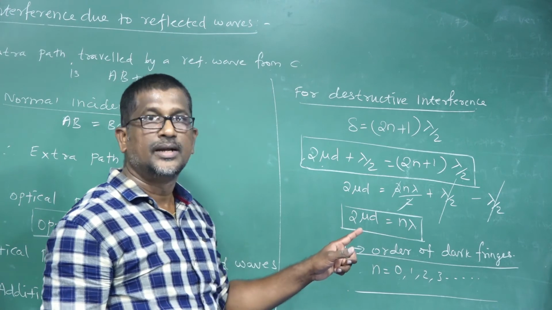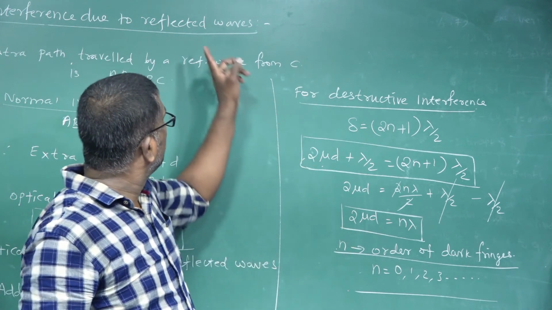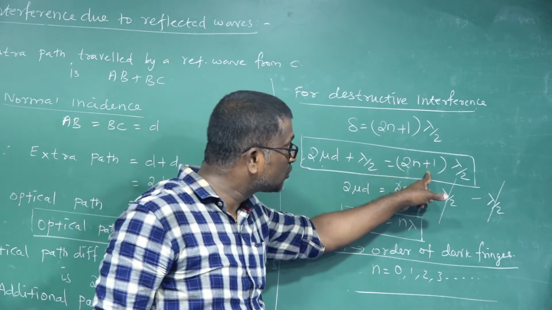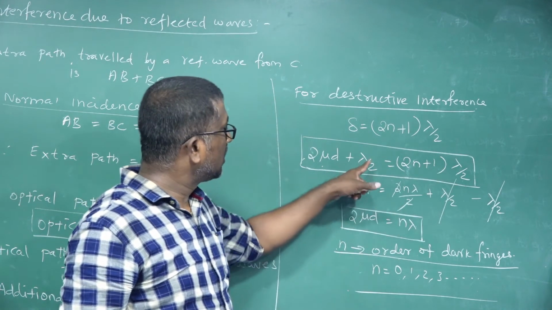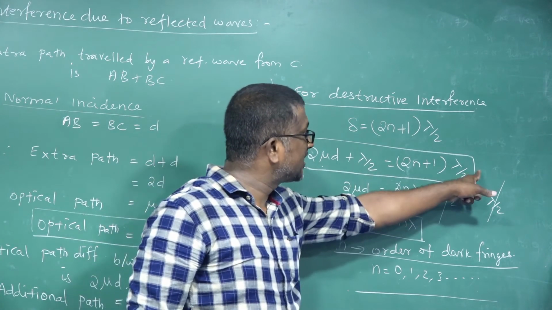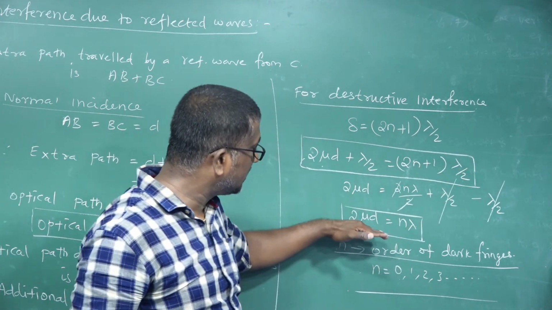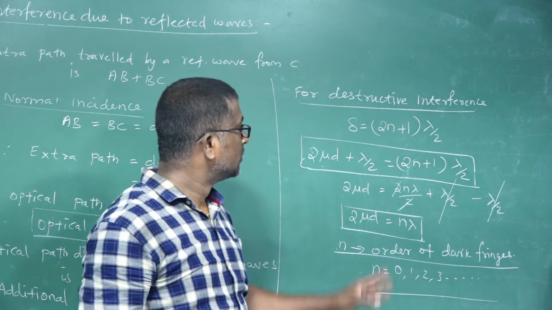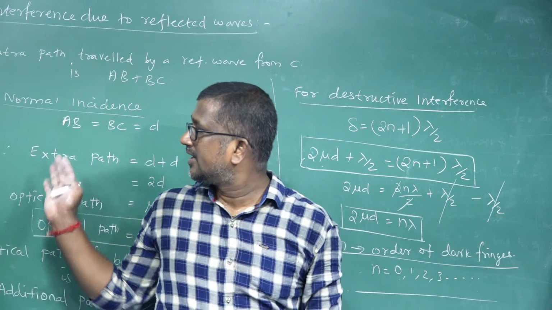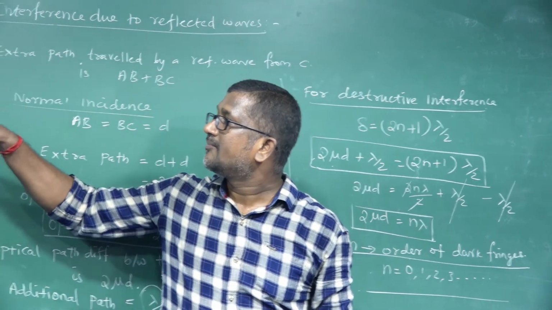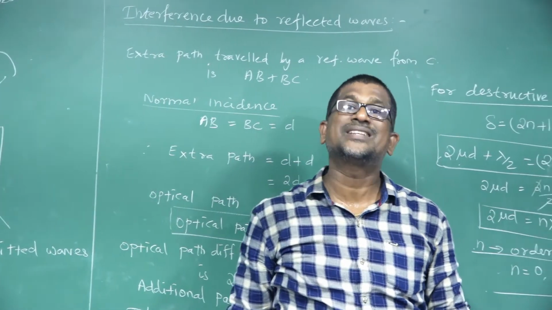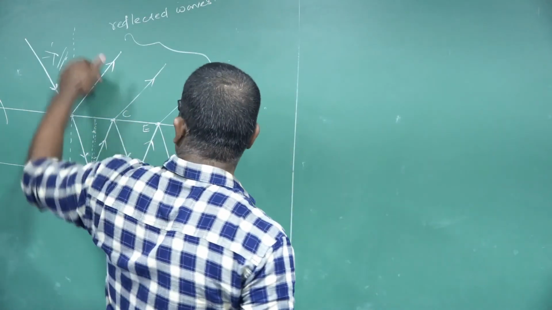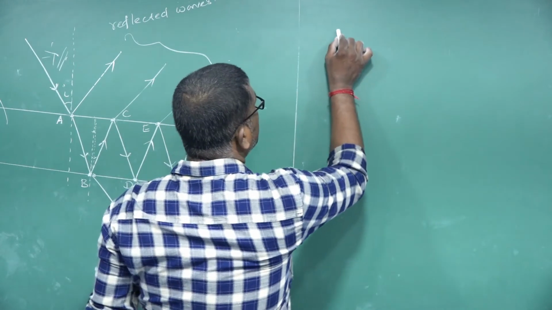So the condition for destructive interference for reflected waves is 2μd + λ/2 = (2n+1)λ/2. If λ/2 is taken to this side, after simplification we get 2μd = nλ. These conditions are derived by assuming the light is incident on the surface normally.